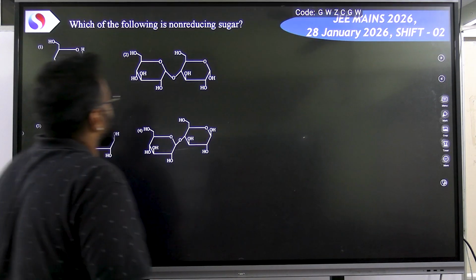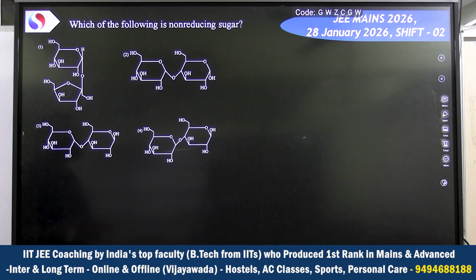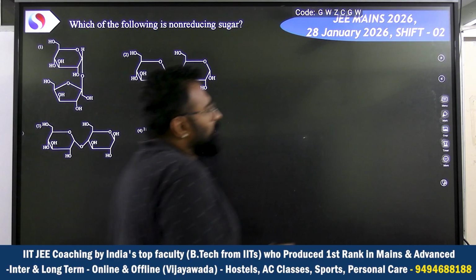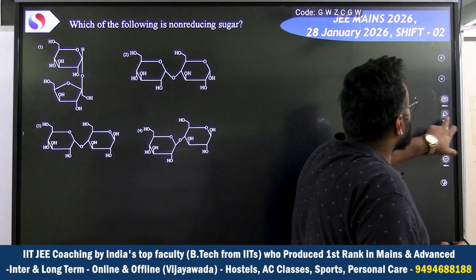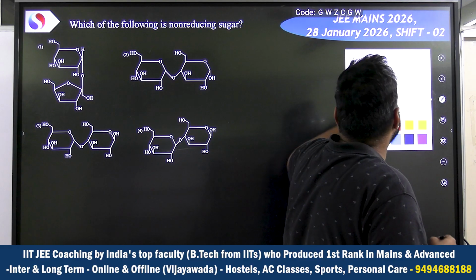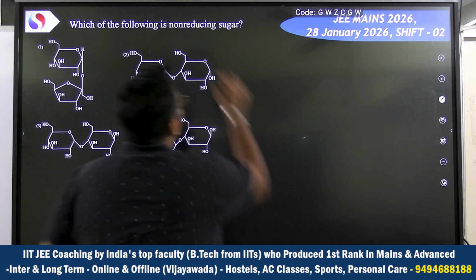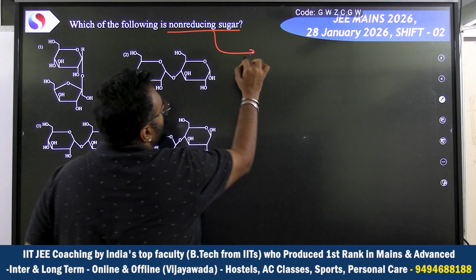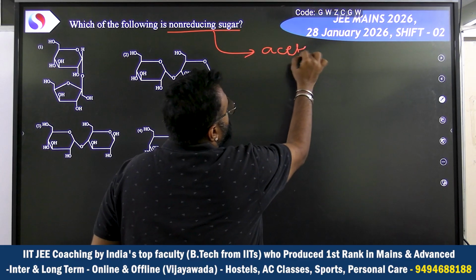Now if we see the first question, which of the following is a non-reducing sugar? So for a non-reducing sugar, what is the condition? What we need? We need an acetal group. For a non-reducing sugar, we need to see the acetal group.